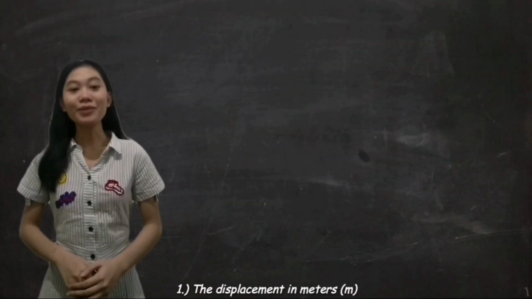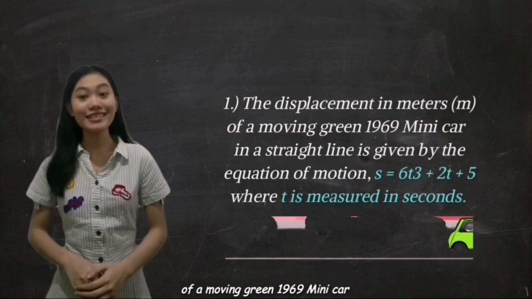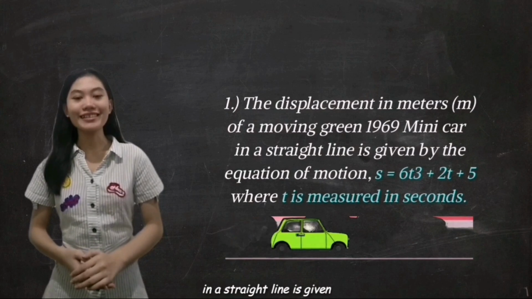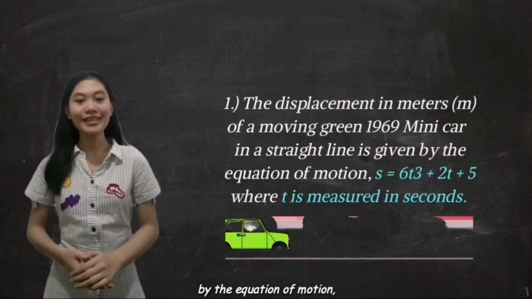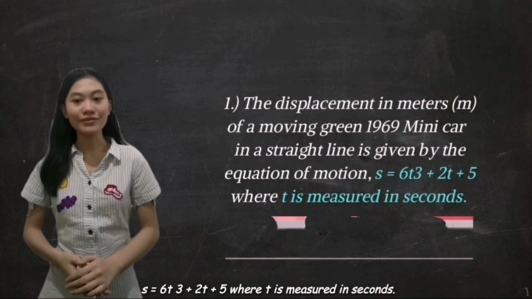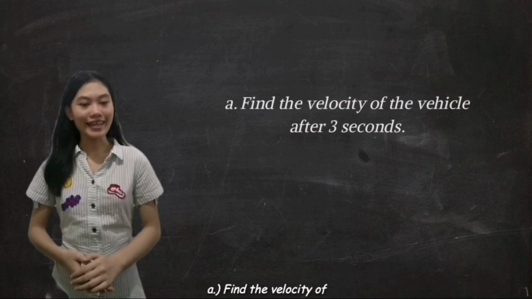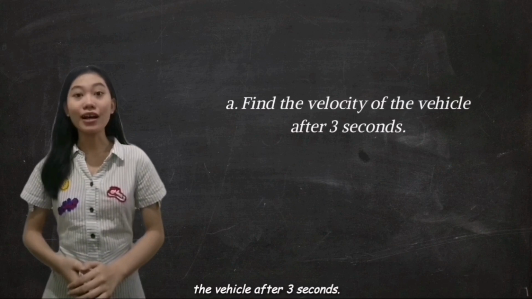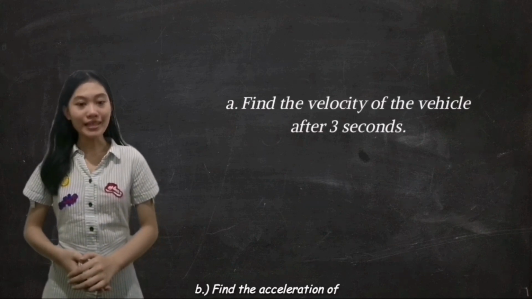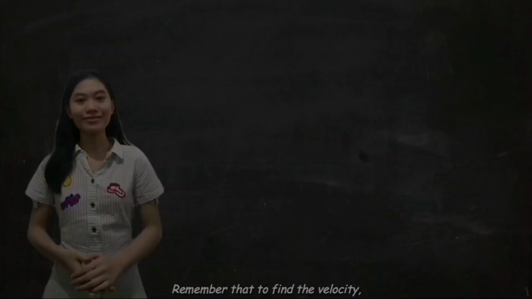For example, number 1. The displacement in meters of a moving green 1969 mini car in a straight line is given by the equation of motion s equals 6t cubed plus 2t plus 5, where t is measured in seconds. We have to find out A, the velocity of the vehicle after 3 seconds, and B, the acceleration of the vehicle after 3 seconds.